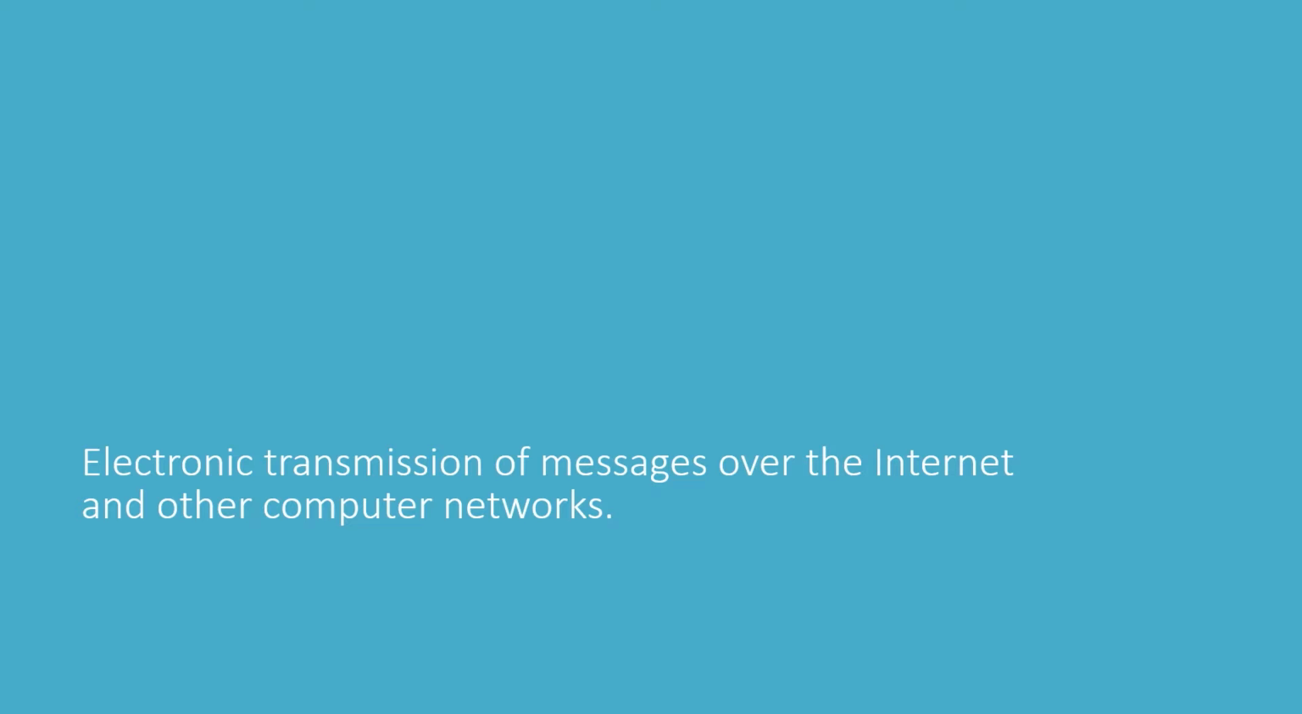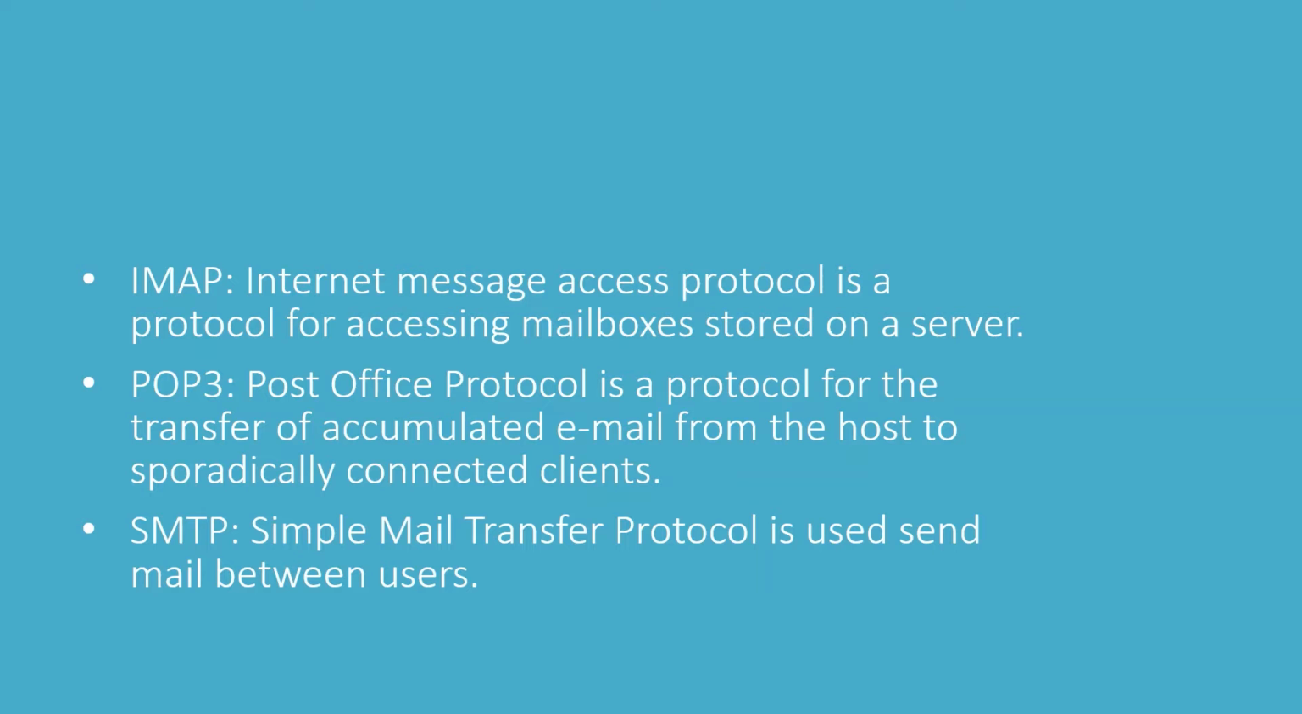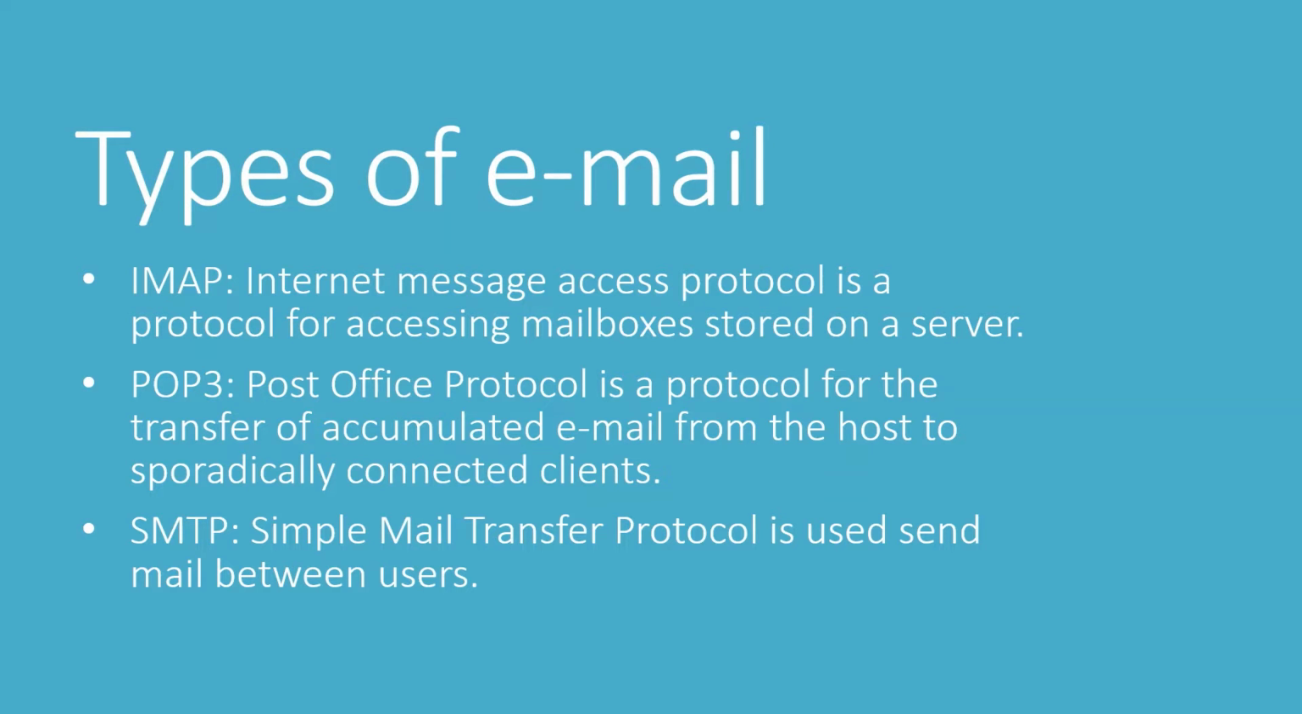So in this part we'll be dealing with email, but we'll be focusing on Gmail. Email is an electronic transmission of messages over the internet and other computer networks. There are different types of emails, but we'll focus on these three. IMAP is an Internet Message Access Protocol for accessing mailboxes stored on a server.